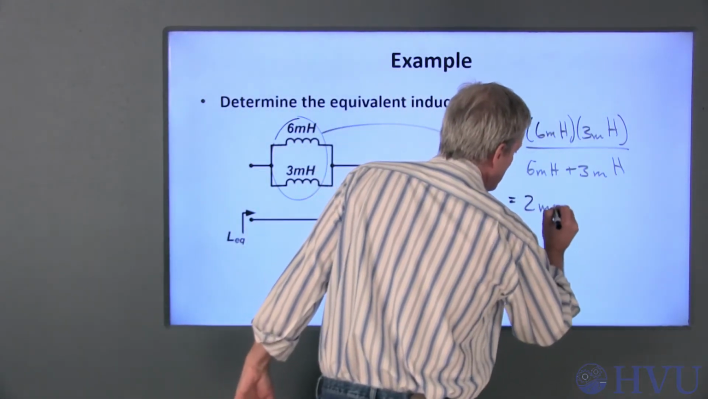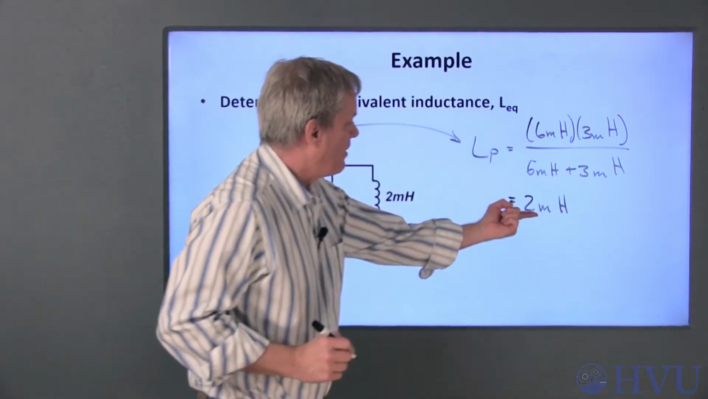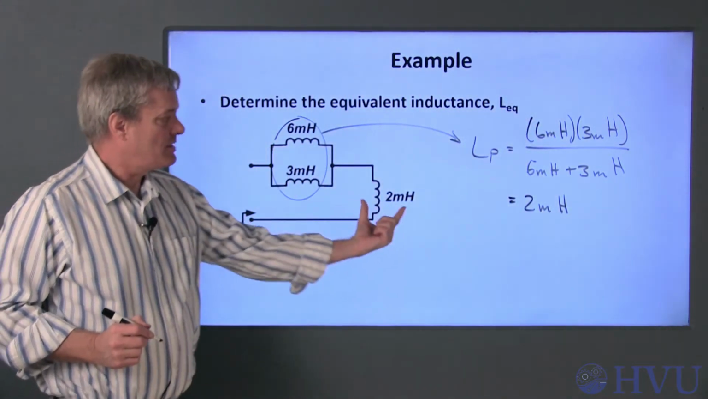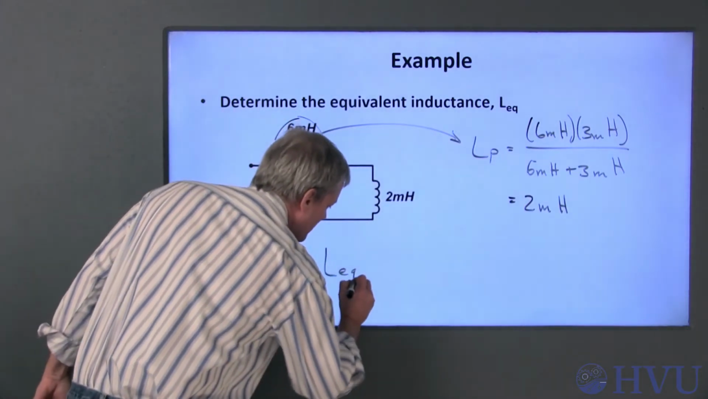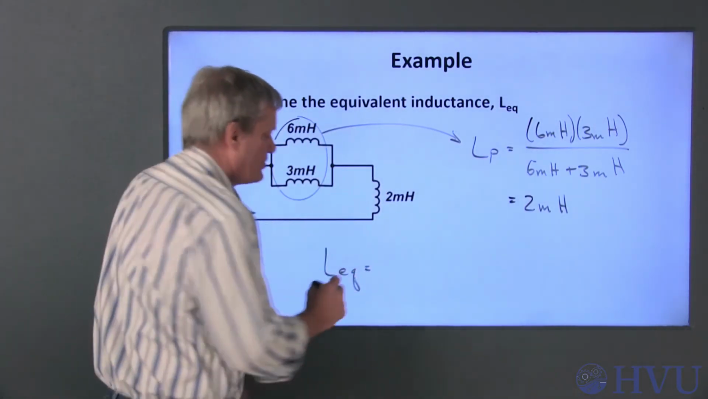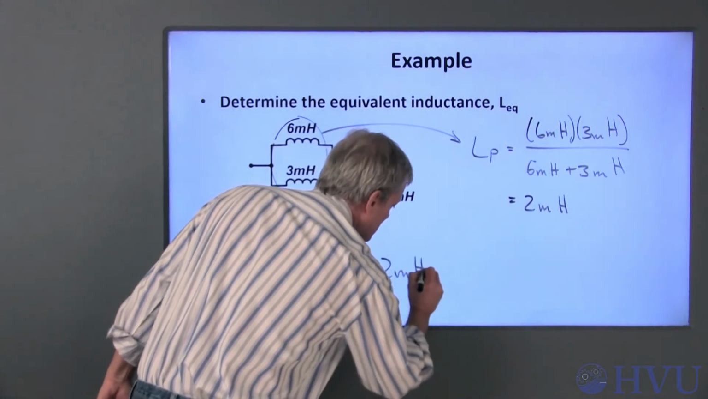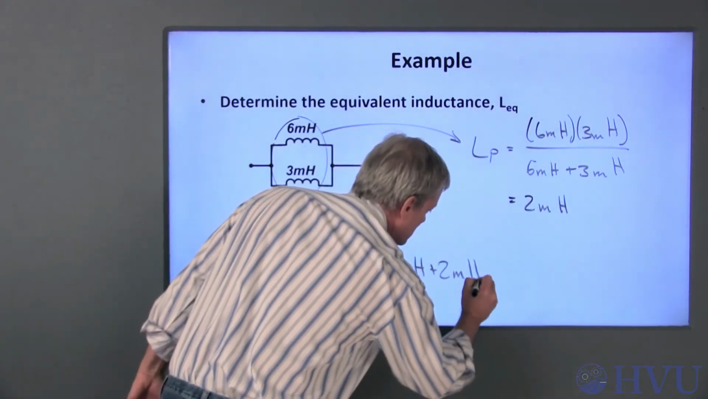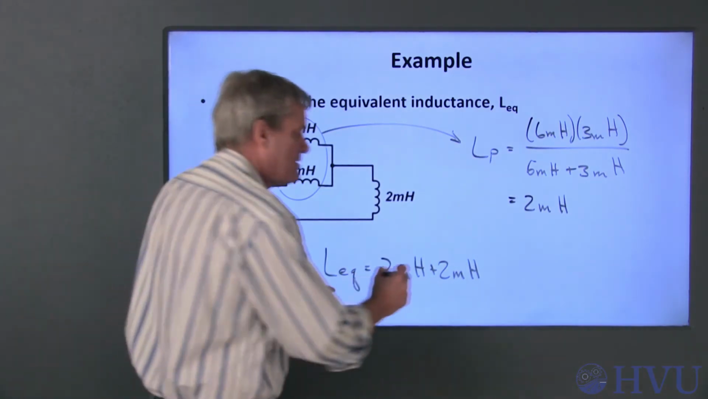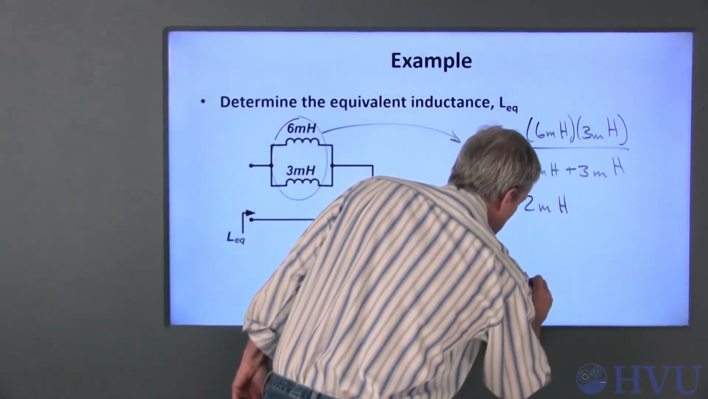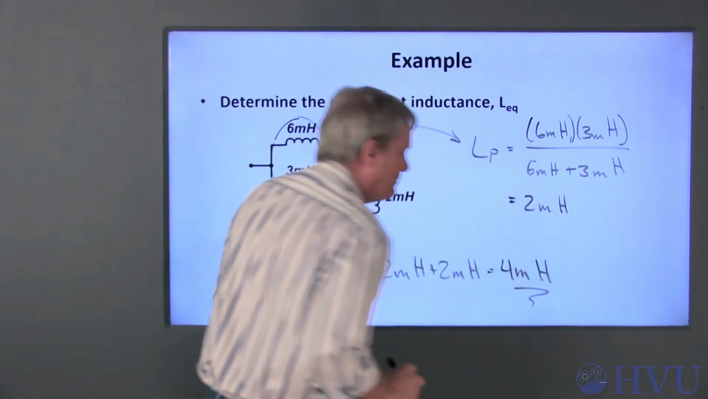This becomes 2 millihenries. Now this parallel inductance is in series with this 2 millihenry inductance. So LEQ is the sum of those two. Since inductors in series add like resistors in series, the equivalent inductance is 4 millihenries.